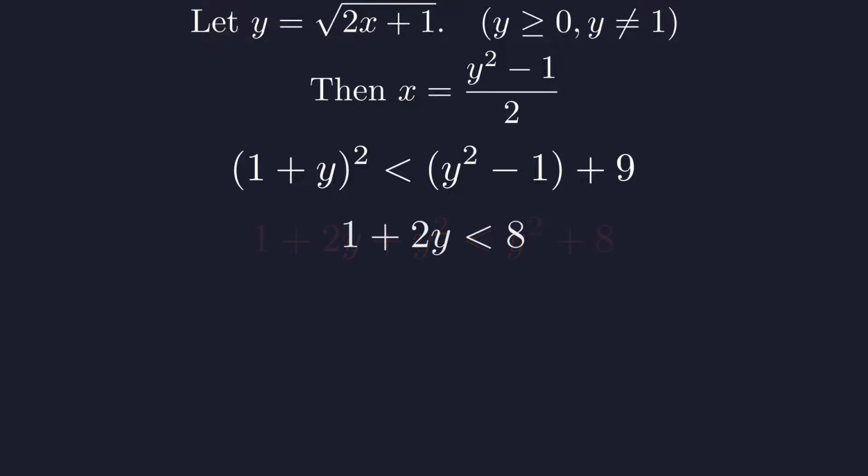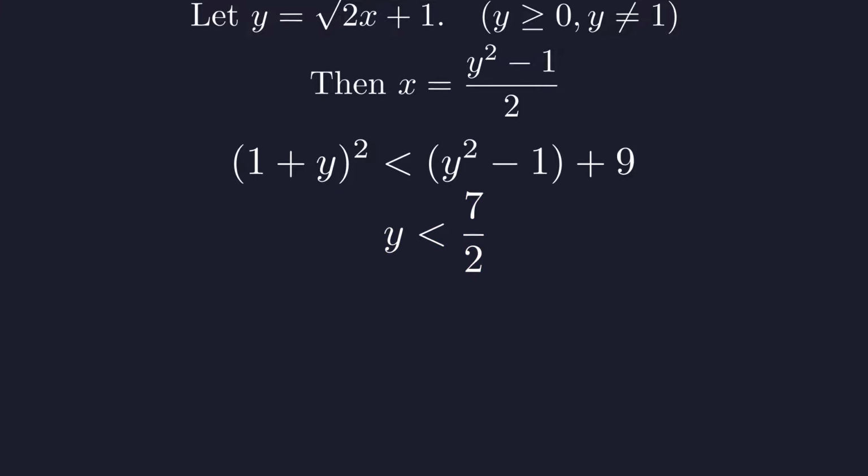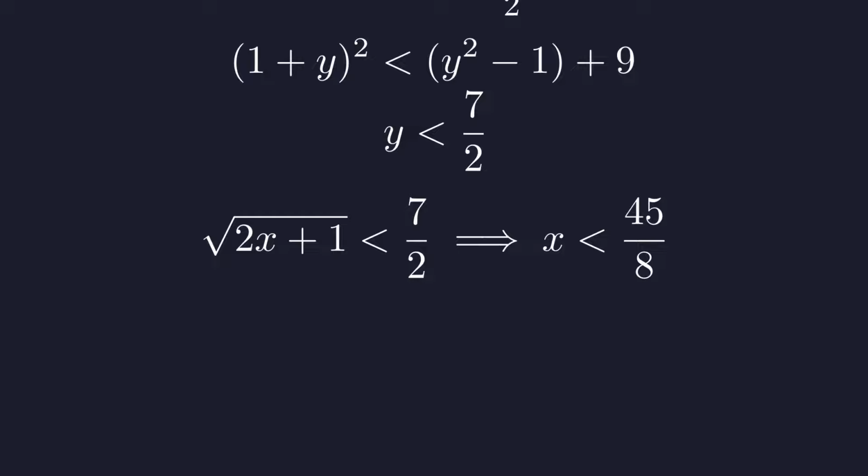This gives us a simple linear inequality in y. Subtracting 1 from both sides, 2y is less than 7. Dividing by 2 gives us y less than 7/2. The condition on y is quite simple. Converting back to x gives us the same result. x is less than 45/8. This substitution method shows how changing perspective can simplify complex problems.